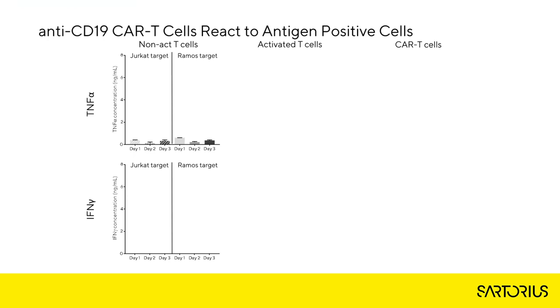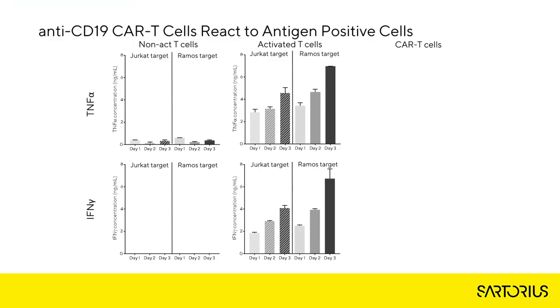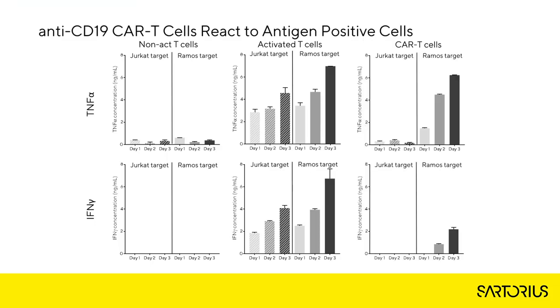When looking at TNF-alpha and interferon gamma production, it is clear that across the 3 days, there was little response when non-activated T cells were present. T cells with activation, however, saw increased cytokines over the 3 days. Interestingly, this was higher in the presence of Ramos cells than Jurkat cells in both cytokine readouts. When looking at the CAR T cell response, we see high levels of cytokine production, but only in the presence of the CD19 positive target cell line, showing that the CAR T cells are responding and activating in response to these cells.